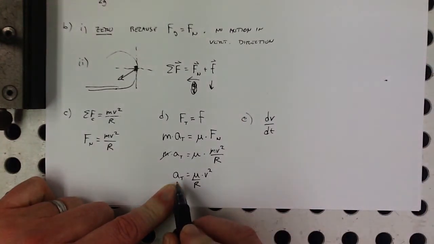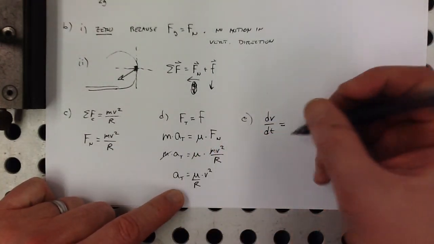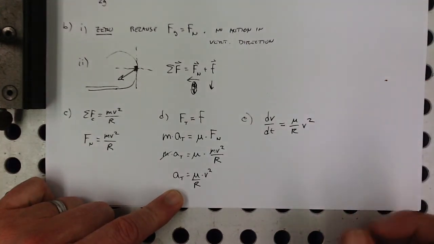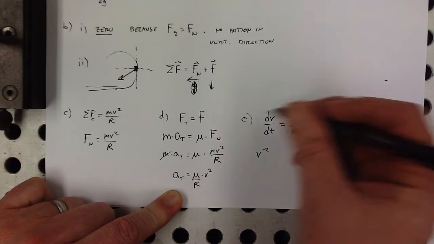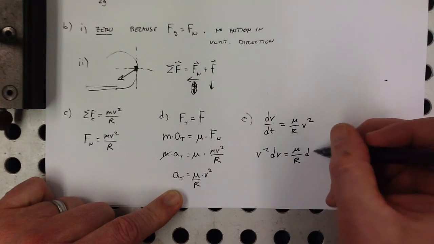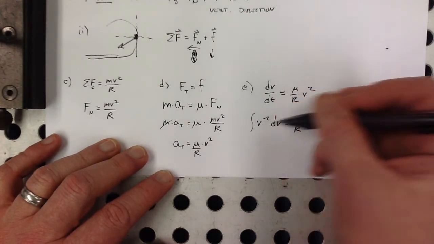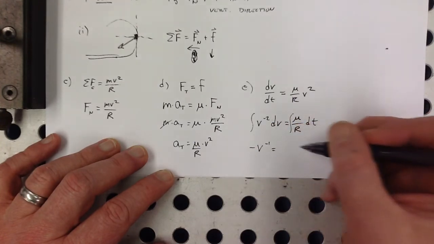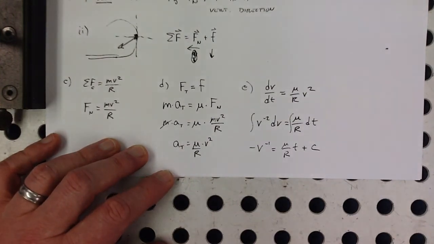And the key is to recognize that since I have acceleration as a function of v here, I could replace that with dv/dt and then do some calculus. So this is a separation of variables problem. So v to the minus 2, if I bring it over here, dv is equal to mu over r dt. Anti-differentiate, that's minus v to the minus 1 is equal to mu over r t plus c.